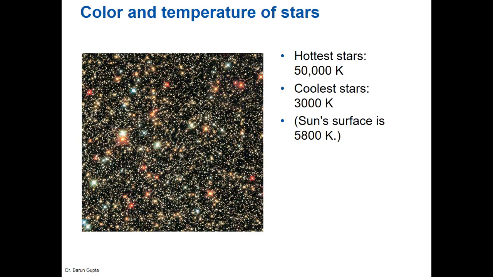And 0 degrees Celsius is close to 273 Kelvin. So you see, these are very hot stars, 50,000 Kelvin. The sun temperature, you see how hot the sun is. Even on the earth's surface, it is so hot. The sun's surface temperature is about 5800 Kelvin. And I will tell you how we calculated the sun's temperature.